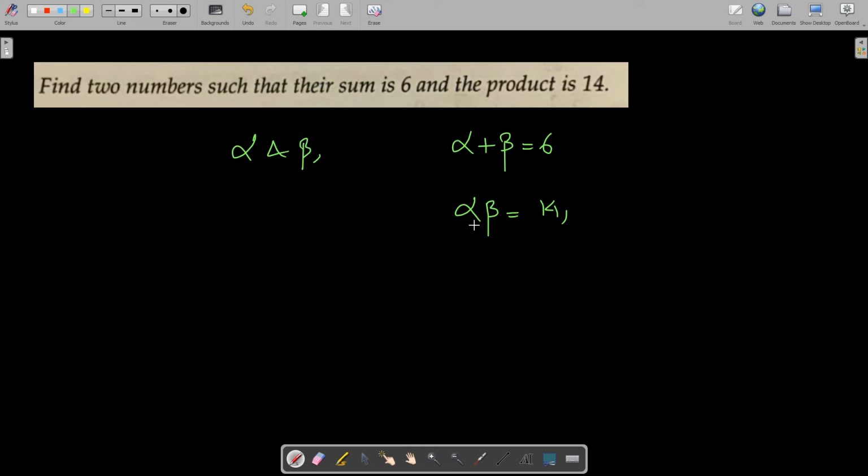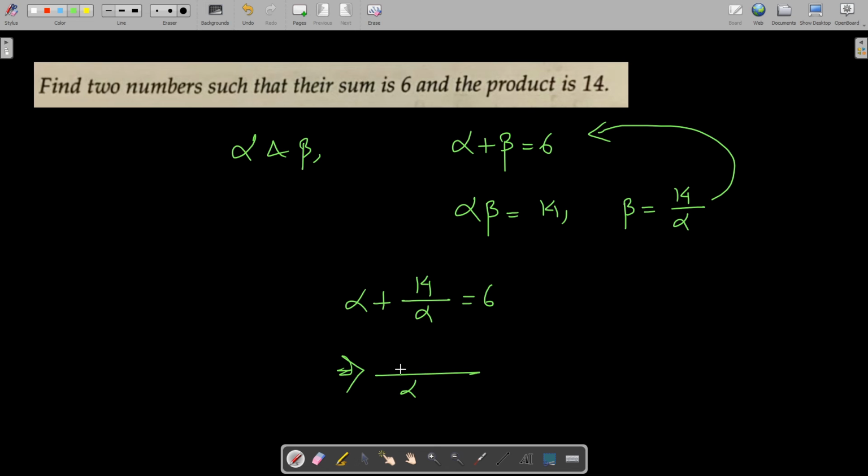Now what you're going to do is, from the second equation, I can easily find the value of one variable and I'll replace it in the first equation. Let's take beta equals 14 divided by alpha. Now we'll put this value in this equation. So in place of beta, I will write 14 by alpha equals 6. Now if you multiply, what are you going to get? We'll get alpha square plus 14 equals 6 alpha. After simplifying, it will be alpha square minus 6 alpha plus 14 equals 0.